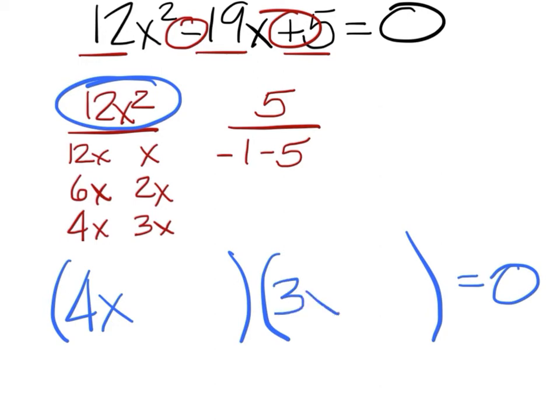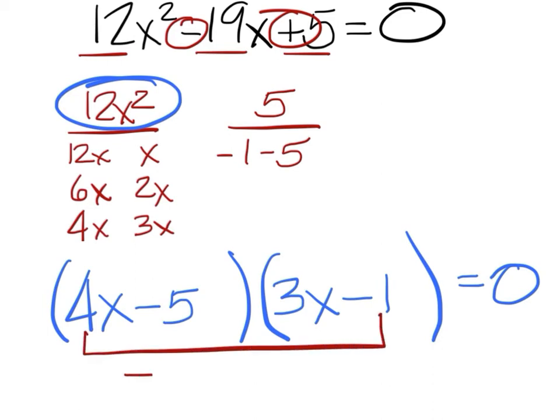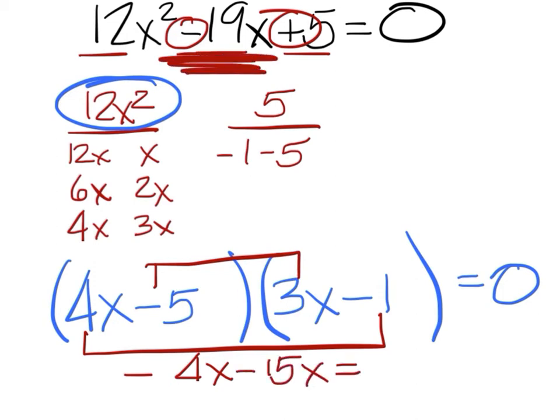And which pair should I choose first for the 12x squared? 4x and 3x. And we don't have much of a choice for the minus 1 or the minus 5, but which one should I put in first? Minus 5, minus 1. We will try that. And if we do that, we get a negative 4x. And then this would be a minus 15x. Does that give me the middle term? Yes, it does, negative 19x.